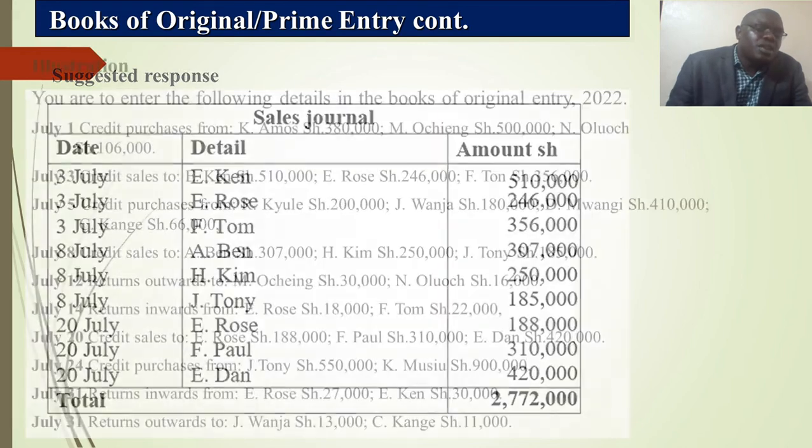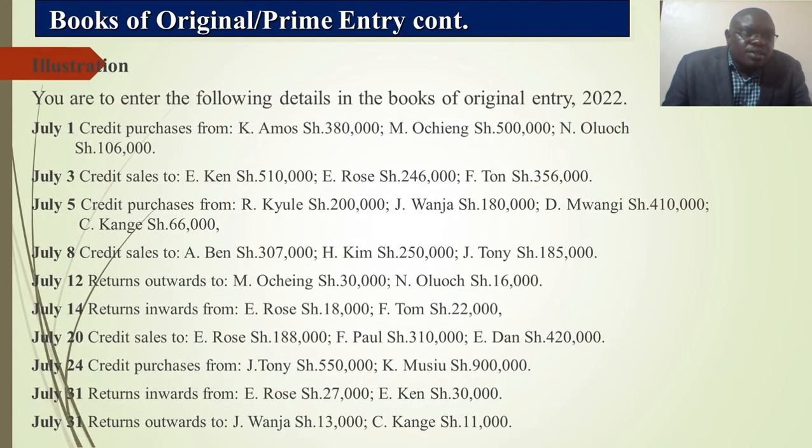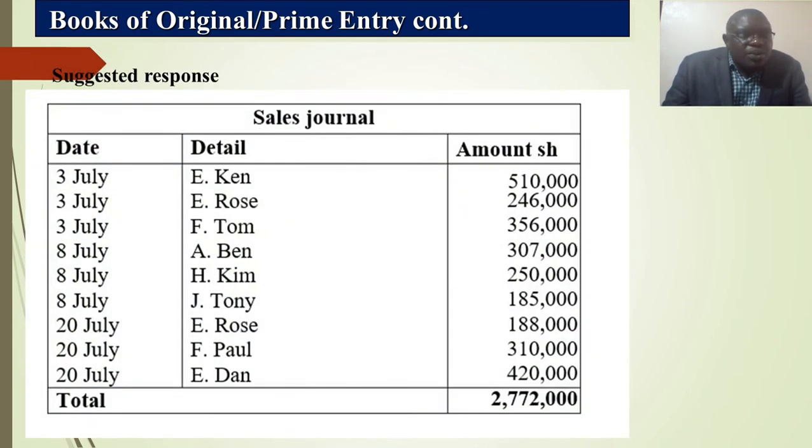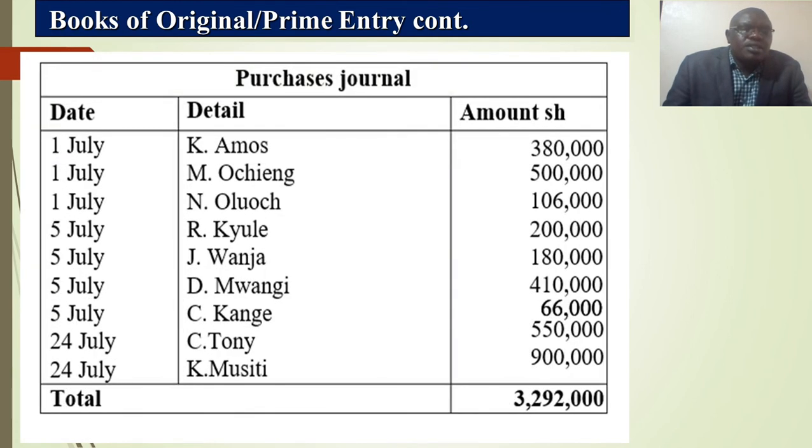And lastly, on 20th, there is also credit sales. So credit sales to Eros 188,000, EPOL 310,000, and EDAN 420,000. That is what is indicated there on 20th July. So total is 2,772,000. That is the amount which is going to be transferred to the sales account in the sales ledger. Let us look at the purchases journal.